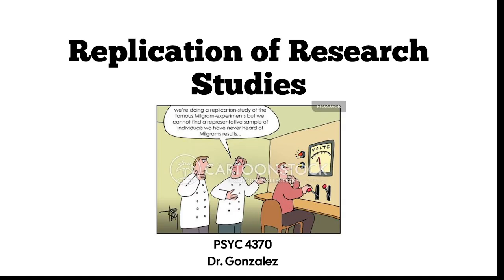You'll notice there's a little cartoon here. It's showing some researchers that are trying to replicate the Milgram experiments. You'll recall from the chapter on ethics that Milgram's studies were where they were giving shocks, supposedly, to friends or cohorts in the experiment, and they were testing authority. And the joke with this is that they're having trouble finding people who've never heard of the study. So, could be a problem.